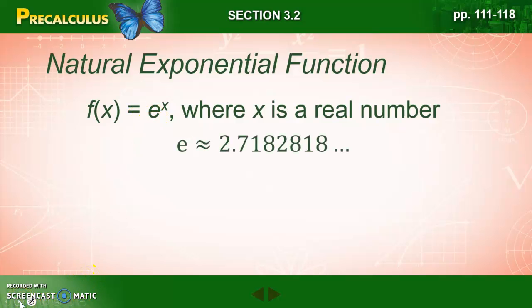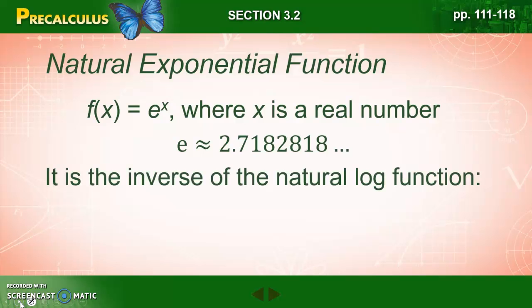And e is kind of like pi. It's this irrational but predetermined number. You have a button for it in your calculator, and it approximates out to 2.7182818... It keeps on going. That's what makes it irrational. So whenever you see these natural exponential functions, you will need to use that button on your calculator that looks like that.